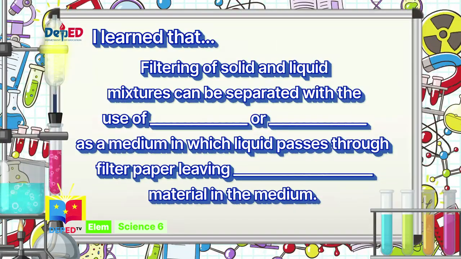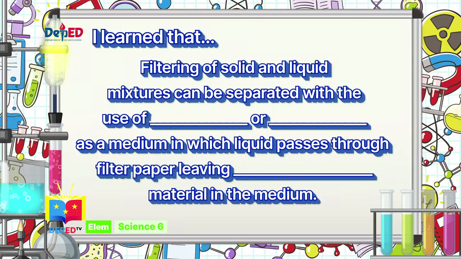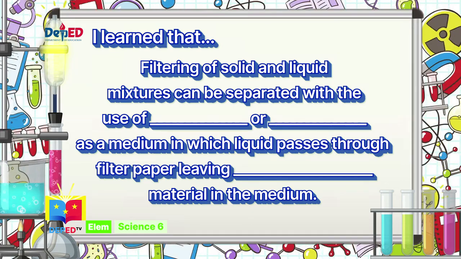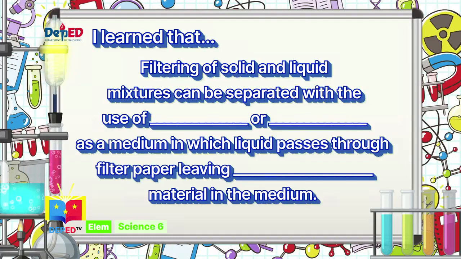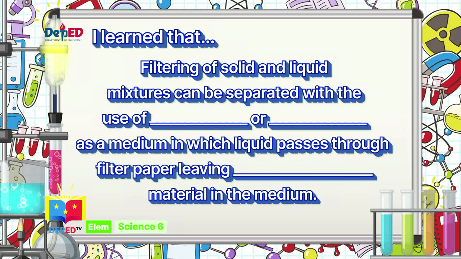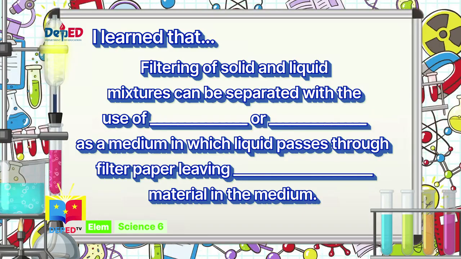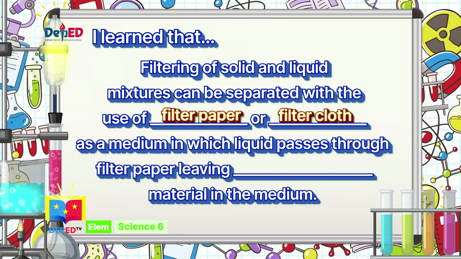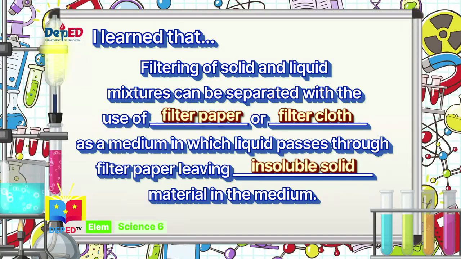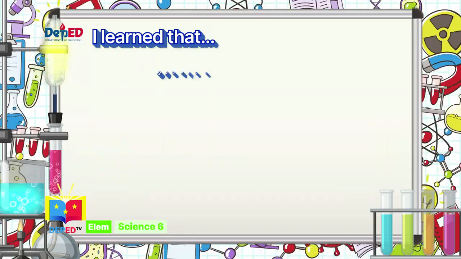Complete the following paragraphs. Write your answers on your paper. Filtering of solid and liquid mixtures can be separated with the use of blank or blank as a medium in which liquid passes through filter paper, leaving blank material in the medium. Very good! Filtering of solid and liquid mixtures can be separated with the use of filter paper or filter cloth as a medium in which liquid passes through filter paper, leaving insoluble solid material in the medium.